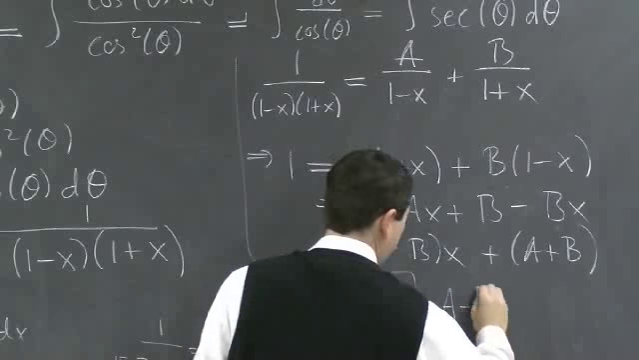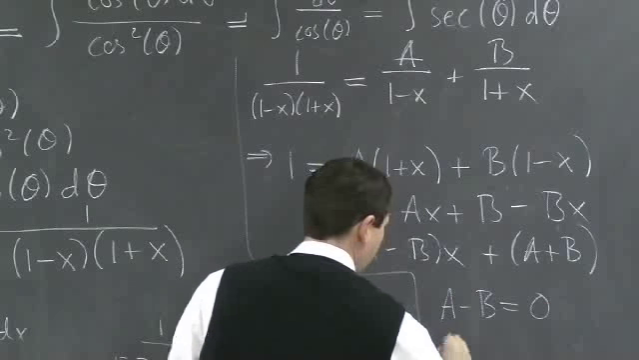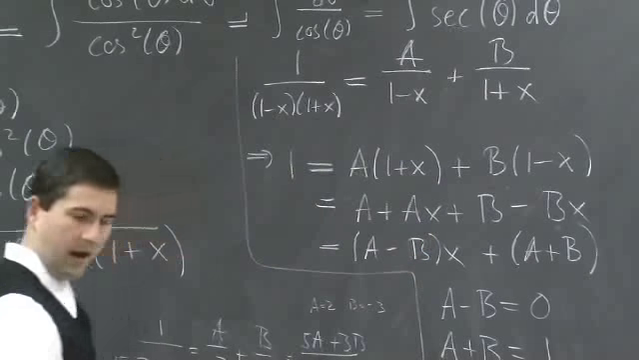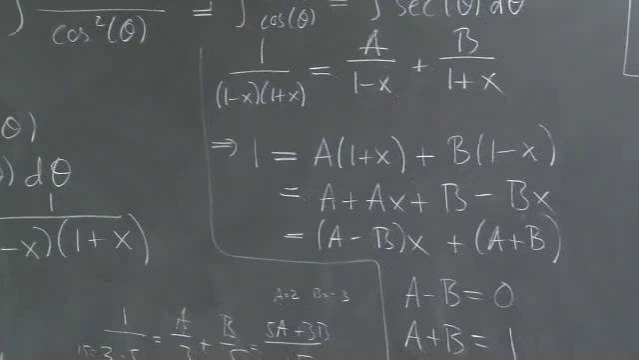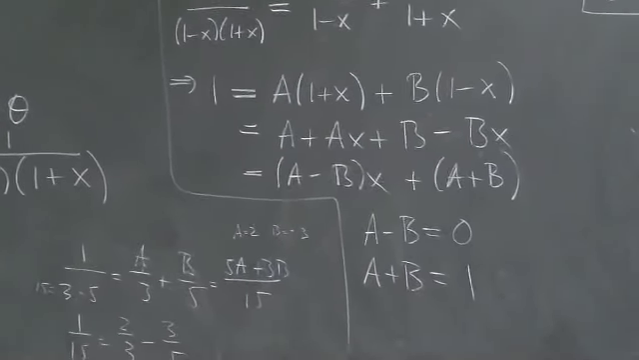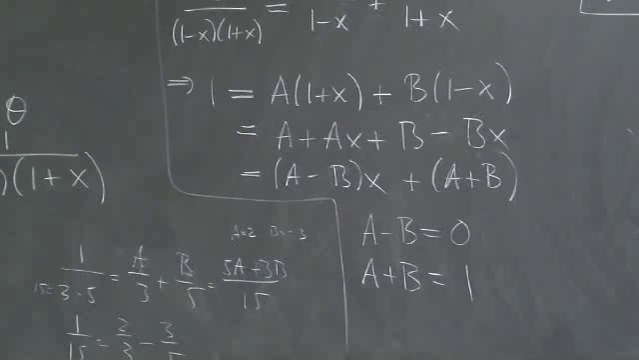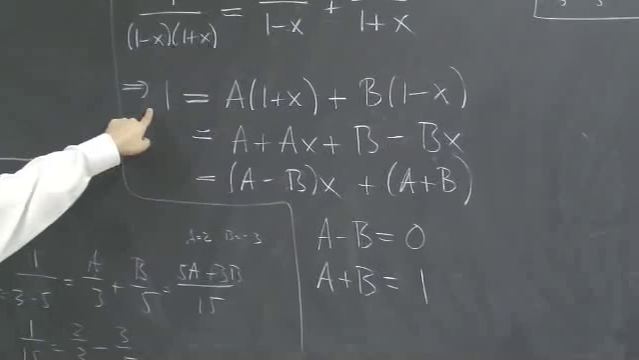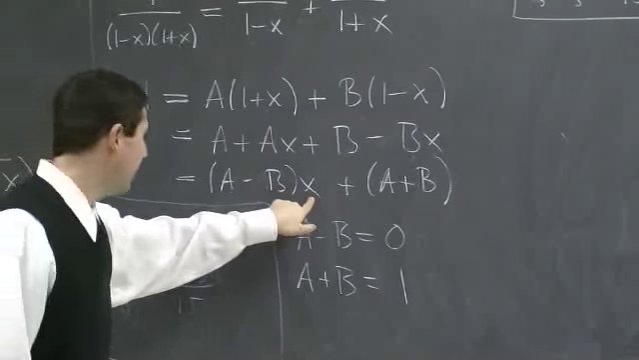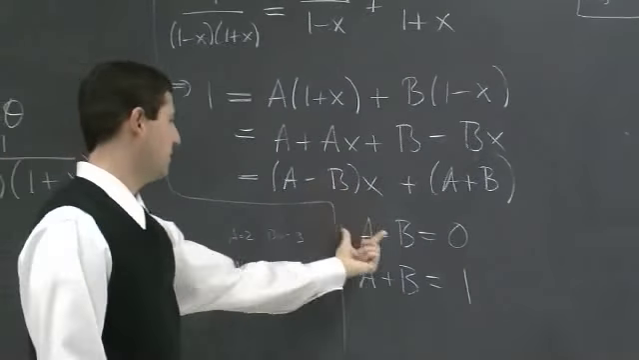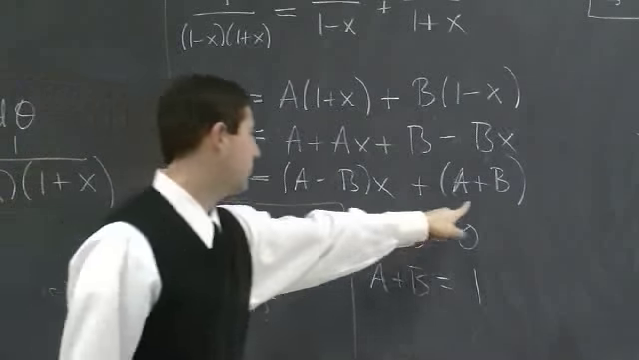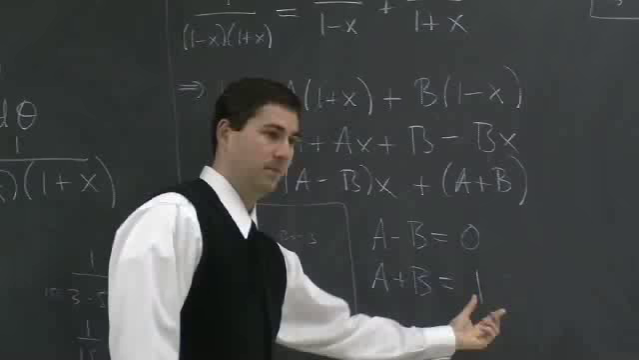Right, a minus b is 0, and a plus b is 1. Why? What's the x term over here? Well, there isn't one. It's 0. So the x term over here has to be 0, so a minus b has to be 0. The constant term is a 1, so the constant term here has to be a 1. So a plus b has to be 1.